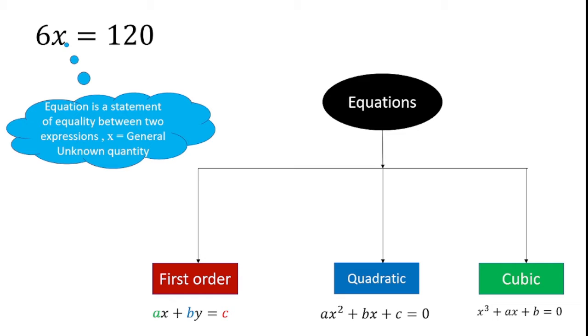Here I represented 6x is equal to 120, which is also one of the equations. Here, the equation is a statement of equality between two expressions. 6x is one expression and 120 is another expression. So I keep 6x on the left hand side and 120 on the right hand side, and I make the relationship. But here you see one thing: we don't know the numerical value for x, so we should identify the x variable. So x is the general unknown quantity.